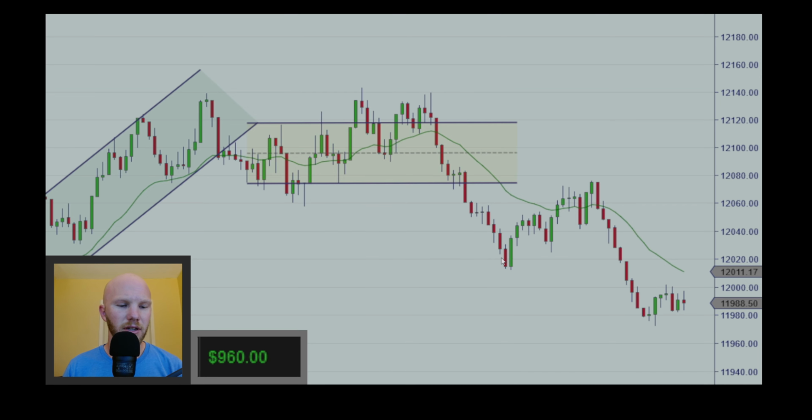You do have a possible wider downtrend if the momentum starts to get going, but that's going to take a while to set up, and I actually have to get going and get to work. So I'm going to call it. We got 2-0 on the day for 960 bucks.